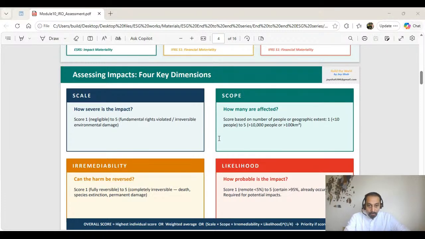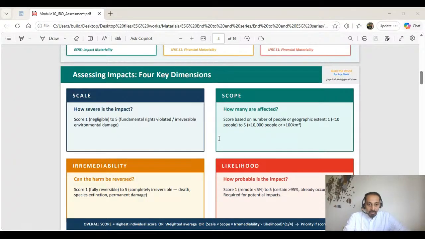For positive impact, scale flips to mean how beneficial or transformative the effect is. A score of 5 would represent truly systemic positive change, like restoring entire ecosystems or lifting thousands of people out of poverty. So that is the scale, from 1 to 5, 5 to 1. You have to assess those kinds of things. We will see the details in the Excel analysis.